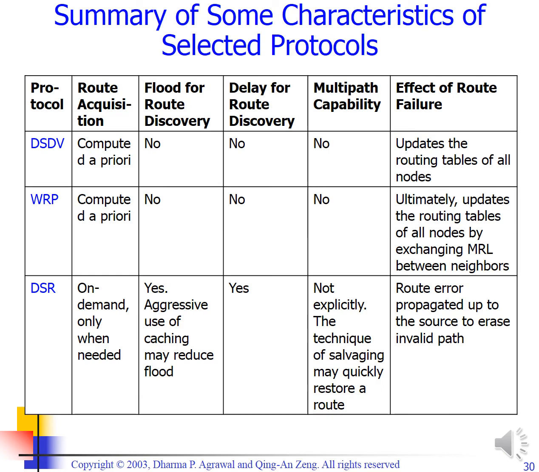So, the summary of the classification is given. DSDV is computed a priori, and route acquisition in WRP is also computed a priori, while DSR is on demand, only when it is needed. So DSR will have a delay in route recovery. Multipath capability is not exploited, though salvaging may quickly restore a route.